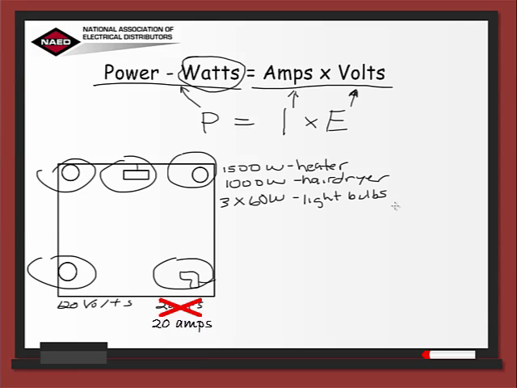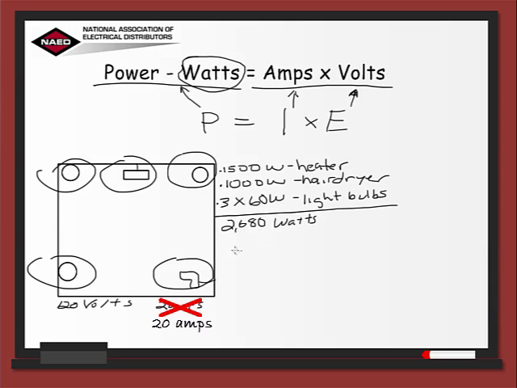So let's do the math by adding up these loads here. If we add the 1500-watt heater, the 1000-watt hair dryer, and the 3 60-watt lamps, the circuit draws 2,680 watts of power.